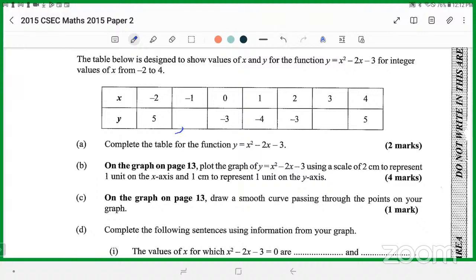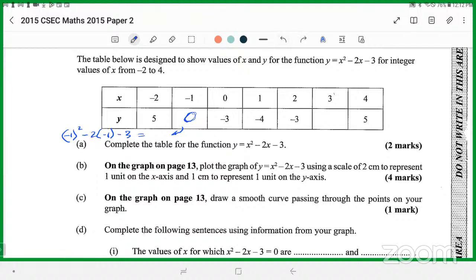So let me just show the calculation. For this one, it would be -1 squared minus 2 times -1 minus 3. That will be the y value. So what is that? -1 squared is actually 1. This minus is a plus, so you get +2, and then -3, so you're going to get 0. So right here is 0. These are the roots. That's going to be 0 as well, but let's prove it.